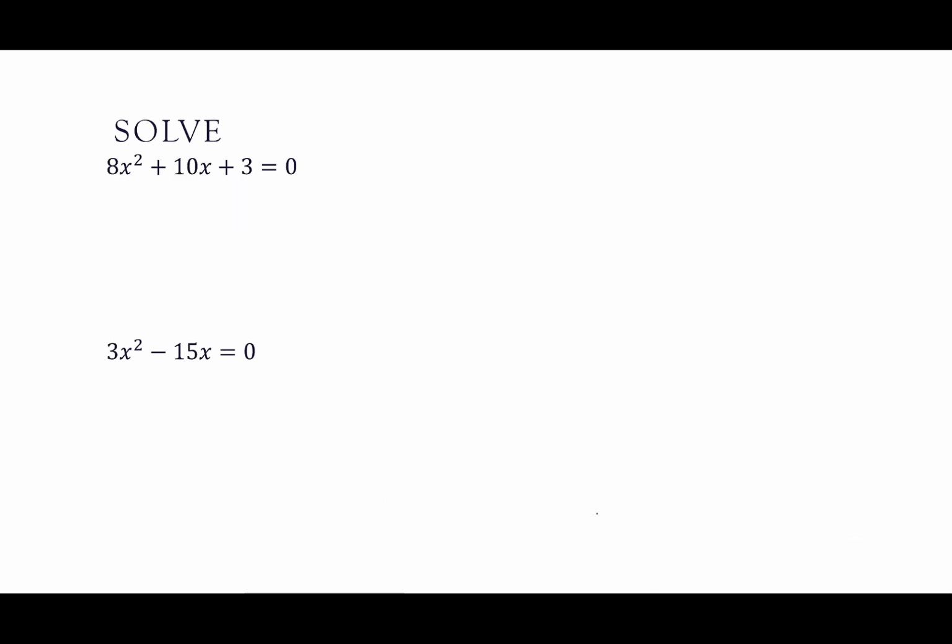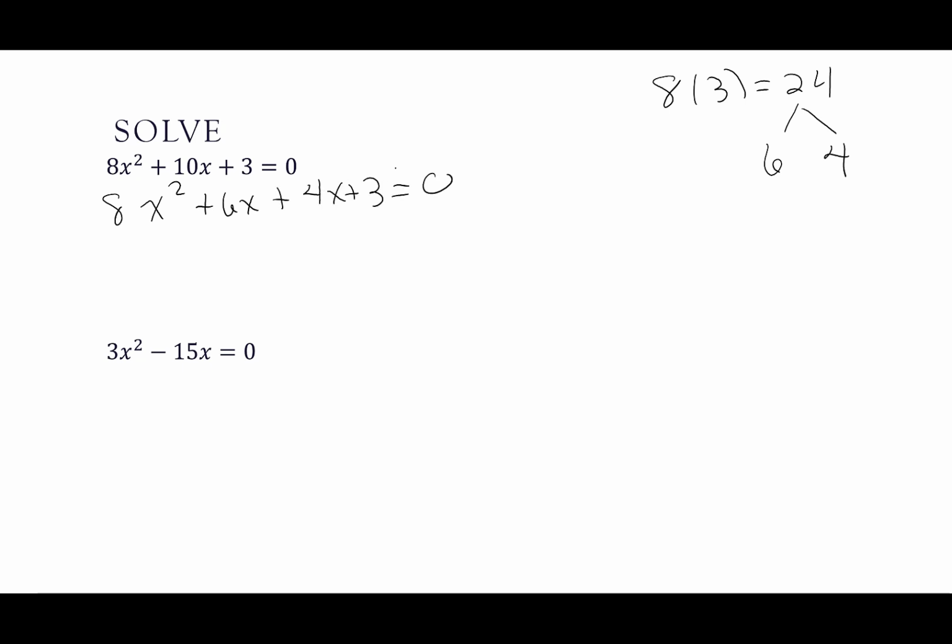So let's try a couple more. This one says 8x squared plus 10x plus 3. So my first thought is 8 times 3 is 24. Factors of 24 that add up to 10 would be 6 and 4. And this time they're both positive because it says plus 10x. So let's write 8x squared plus 6x plus 4x plus 3 equals 0. So first two terms, second two terms.